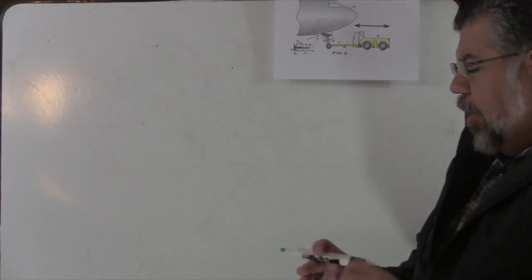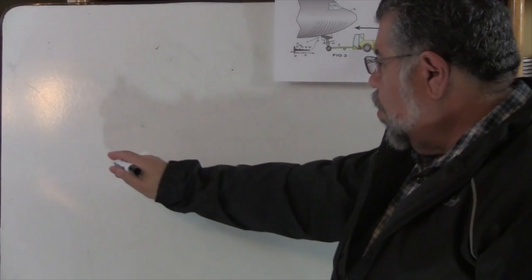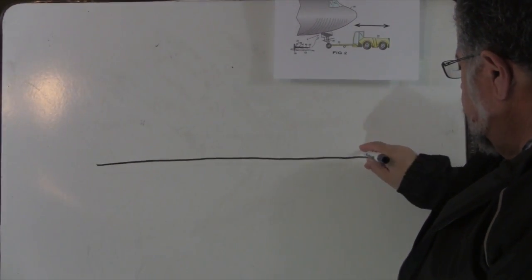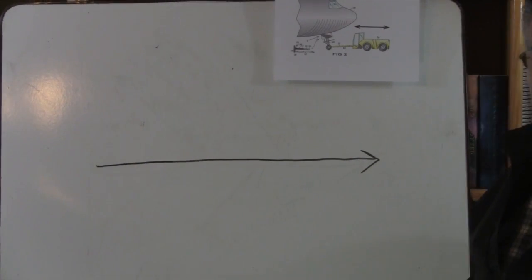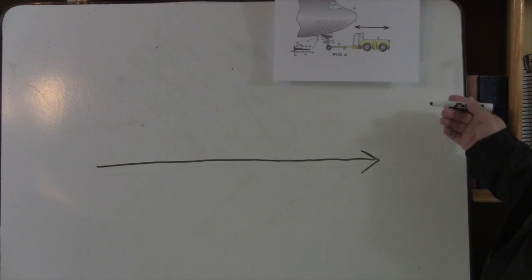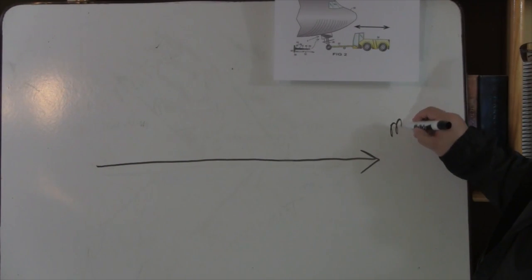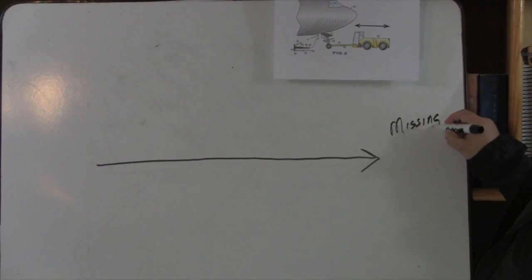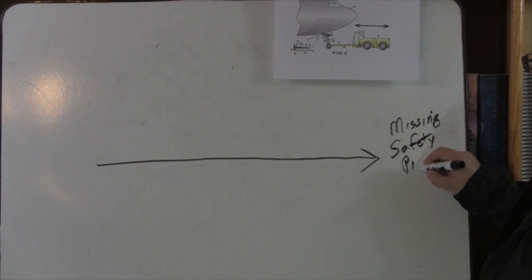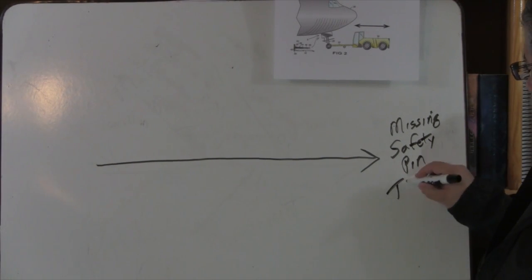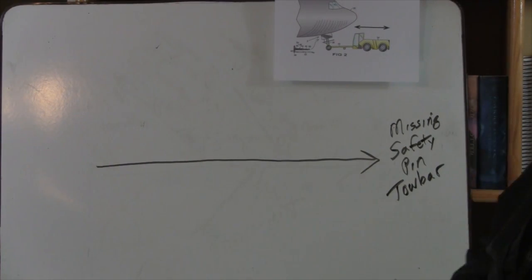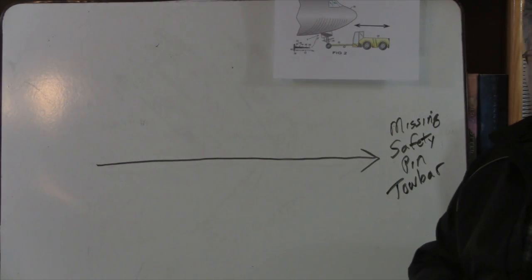The first thing you do in a root cause analysis is draw a big spine. I just draw a line right across the board here, and we like to identify the problem at the end of the line. So our problem here was the missing pin, or the missing safety pin, in the tow bar that caused the plane to break away, as we mentioned before.